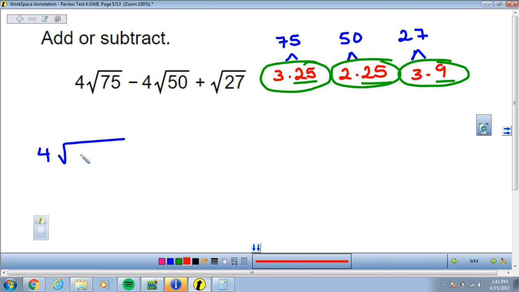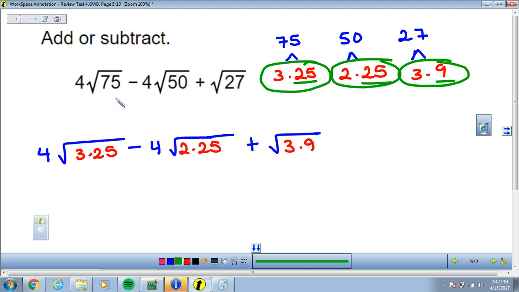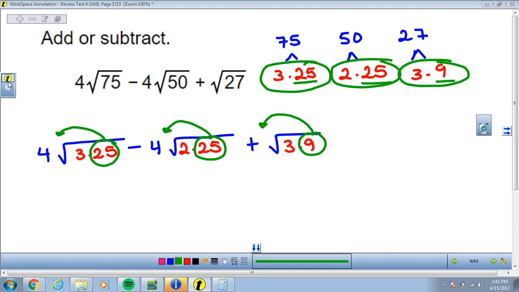So let's just rewrite these numbers as the square root of 3 times 25 minus 4 times the square root of 2 times 25 plus the square root of 3 times 9. So see, these numbers were not that difficult to figure out, the numbers that we needed to rewrite them as. So what to do next? The numbers that have a perfect square root, you get to write them on the outside of the roots. But obviously you're going to write outside the answer of the square root of those numbers. Don't just copy the numbers. You have to do the square root of those numbers and write it outside.